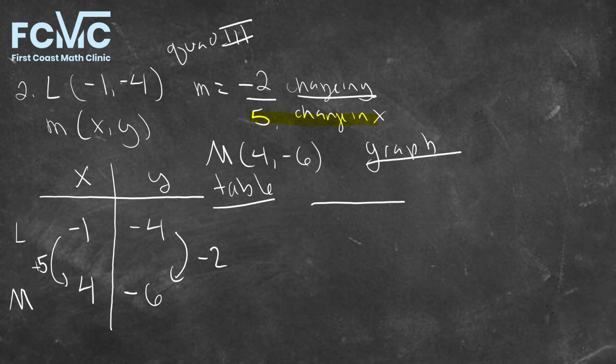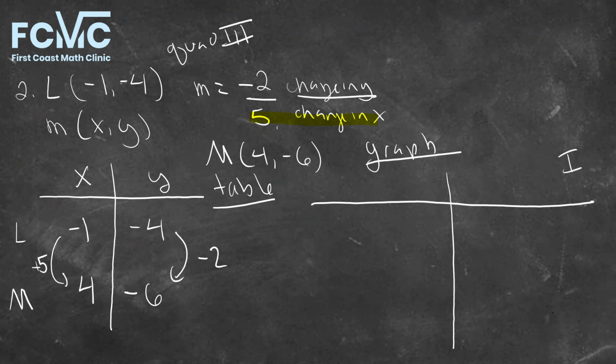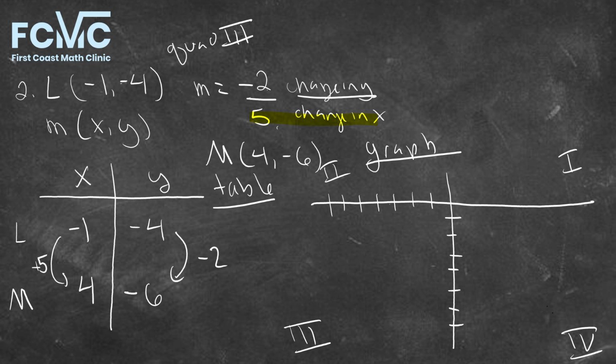When we sketch out our graph, we really don't need much of quadrant 1 and quadrant 2. Quadrant 1 is up here, quadrant 2 is over here, quadrant 3 is here, and 4 is right here. So let's plot out our increments. -1, -2, -3, -4, -5, -6, -7, -1, -2, -3, -4, -5, -6, -7, and then 1, 2, 3, 4, 5, 6, 7.